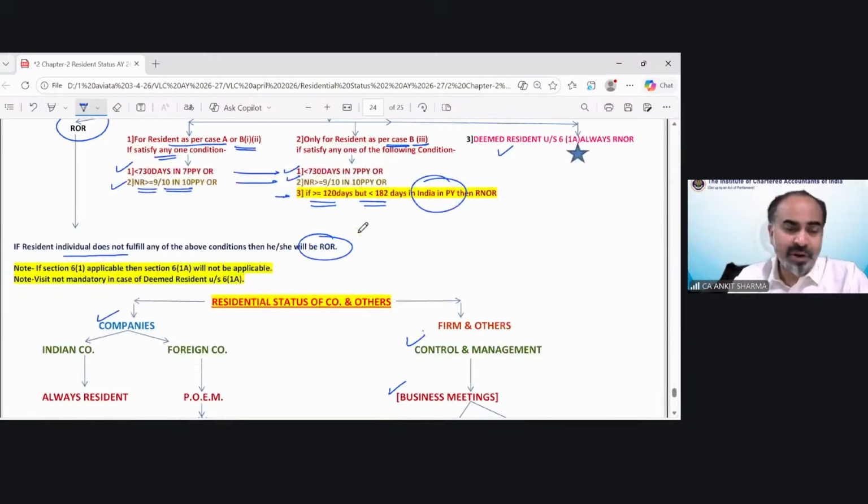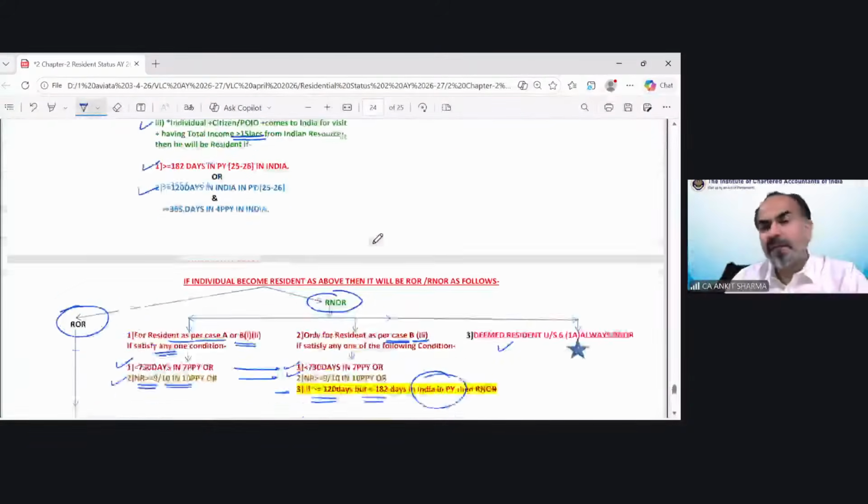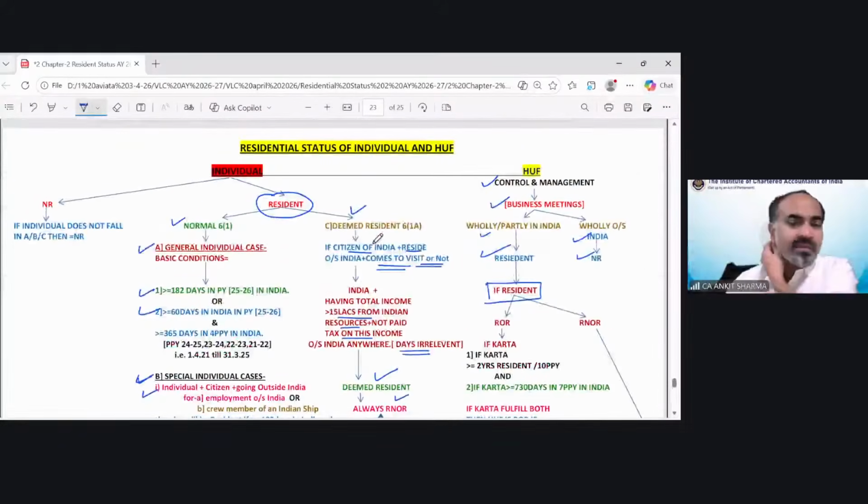An important note has been mentioned over here. If section 6(1) is applicable, then first of all, we have to find out whether you are a resident as per the normal residency conditions or not. So if section 6(1) is applicable, then section 6(1A) will not be applicable. So you cannot directly find out whether someone is a deemed resident or not. First of all, you have to check whether he fulfills the normal resident condition or not.